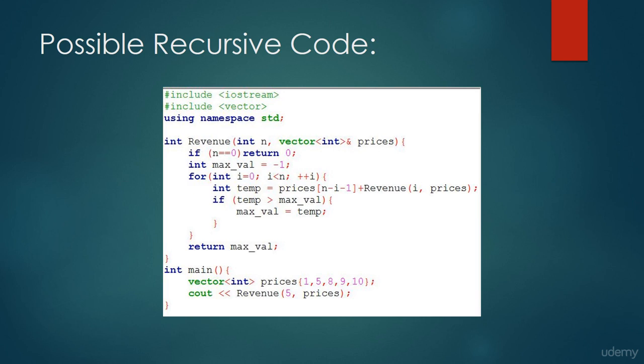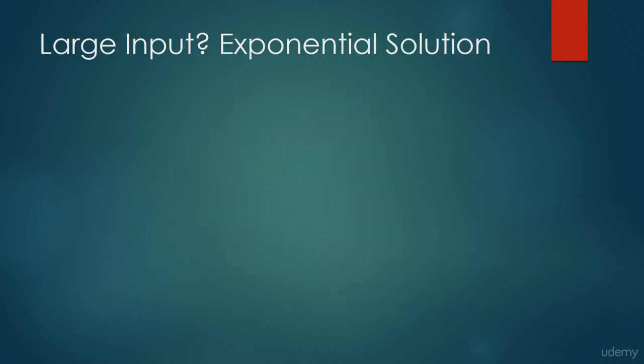So whatever combination you would have chosen, 13 is the most you can make out of a rod of length 5 with these prices. Theoretically, this recursive solution should work for any input, but what happens when we start going to large input? Unfortunately, the last solution ends up being an exponential solution.